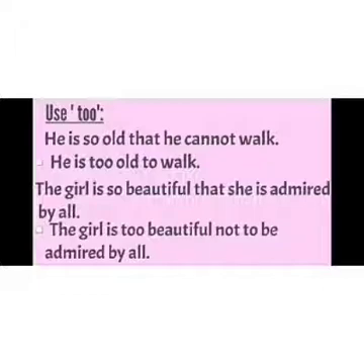The girl is so beautiful that she is admired by all. It is using so and that. Now how to change it into too and to? The girl is too beautiful not to be admired by all. In the first sentence you have seen that we have used cannot. But when we use too, it makes the sentence negative. He is too old to walk, and next, the girl is too beautiful not to be admired by all. In both the sentences you have observed how we have used too. When we use so, we use that. When we use too, then we use to.